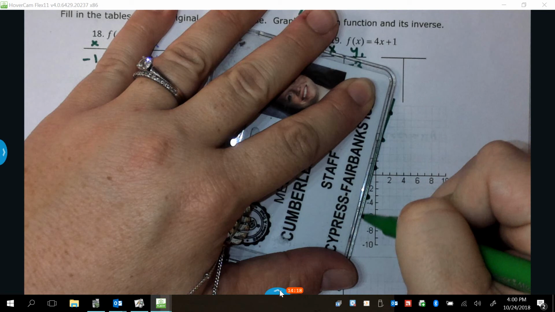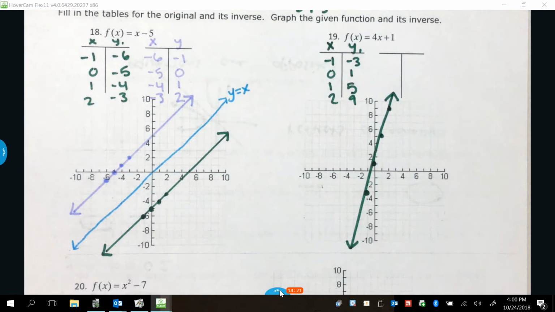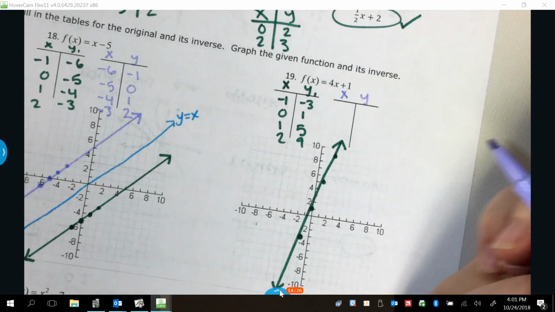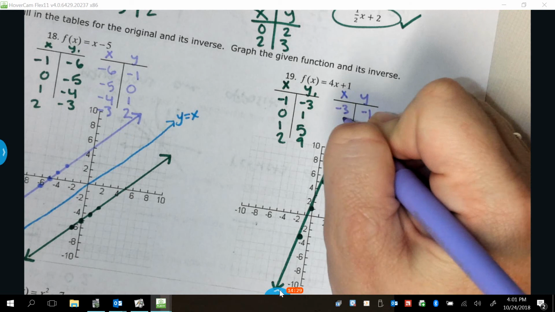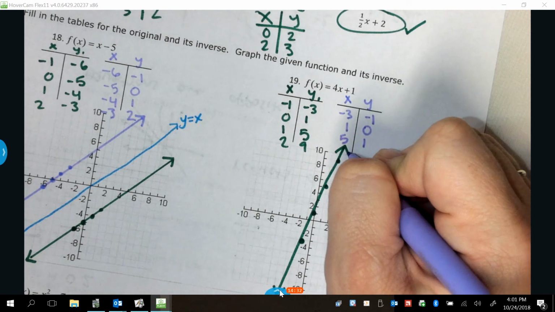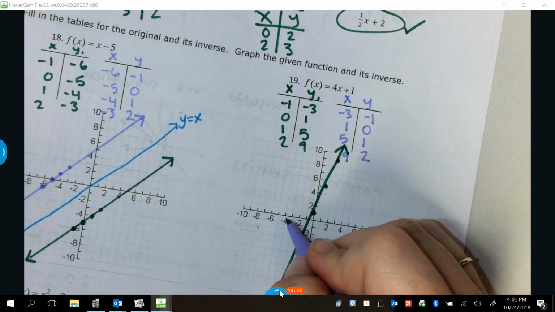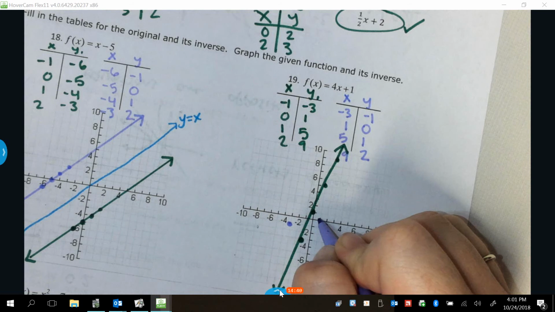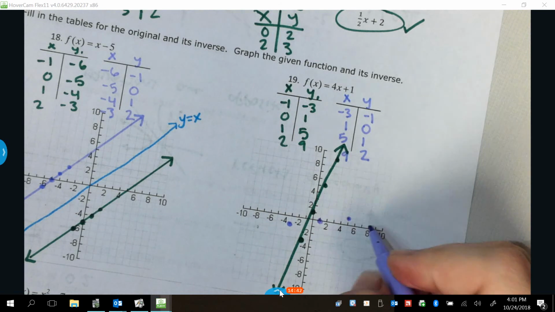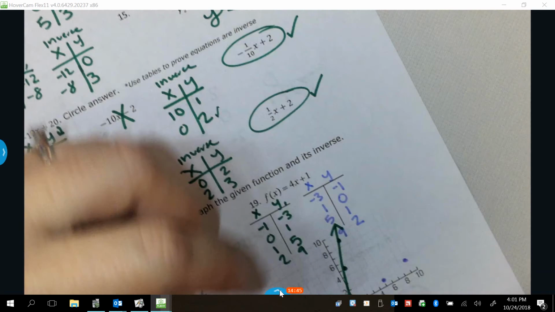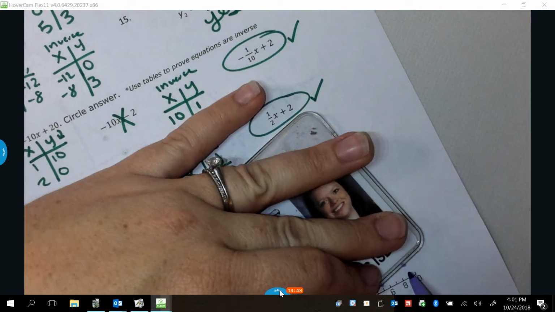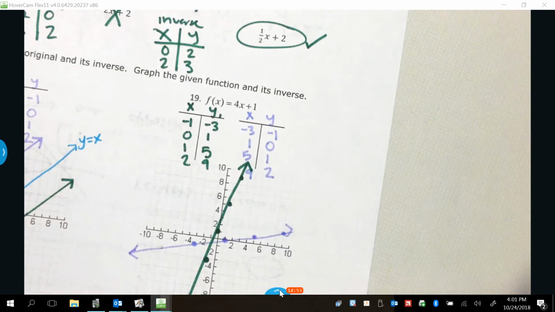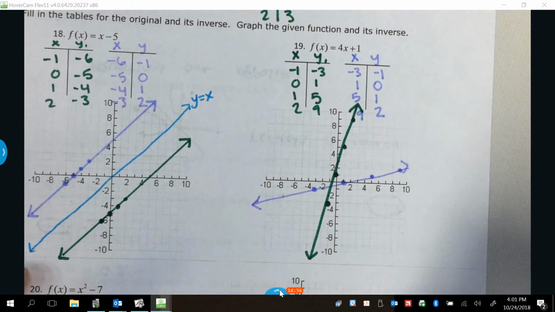So that is what that line looks like. Then I'm going to do my inverse: negative 3, negative 1; 1, 0; 5, 1; and 9, 2. So again, I'm going to draw the reflection line.